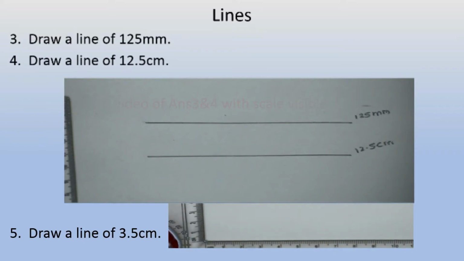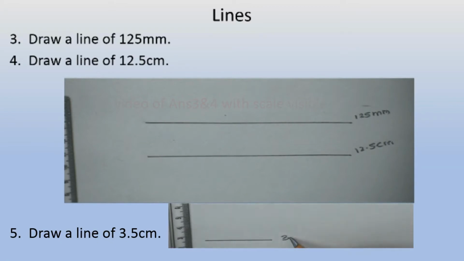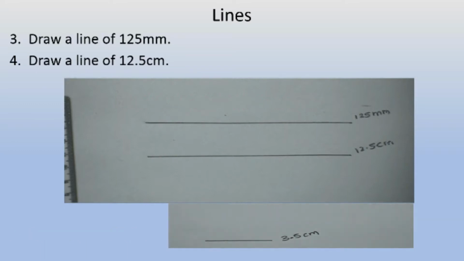Now we will draw a line of 3.5 centimeter. So if it is given 3.5 centimeters, you need to make sure that we will take the point between 3 and 4 centimeter line. So this is a very small line here, which is actually not visible to you.